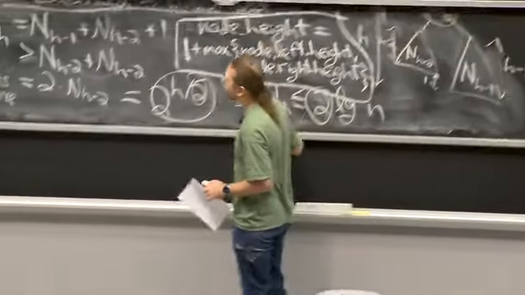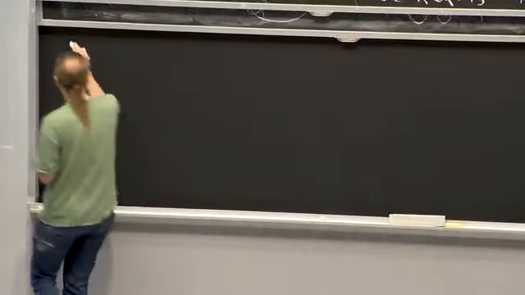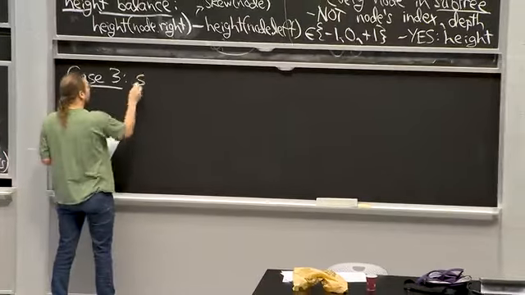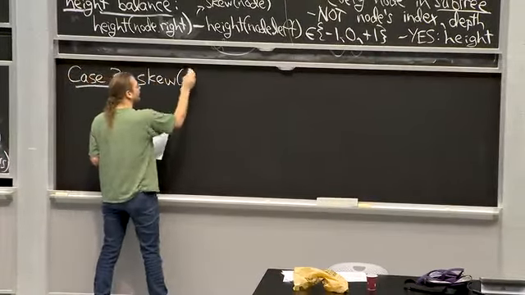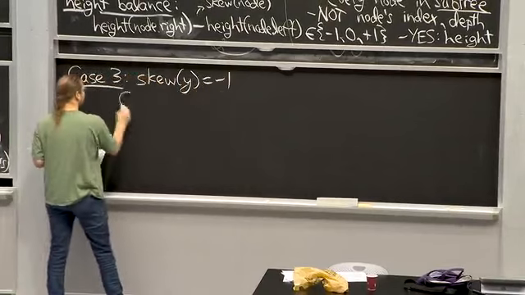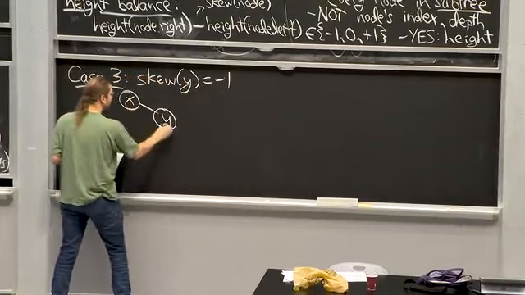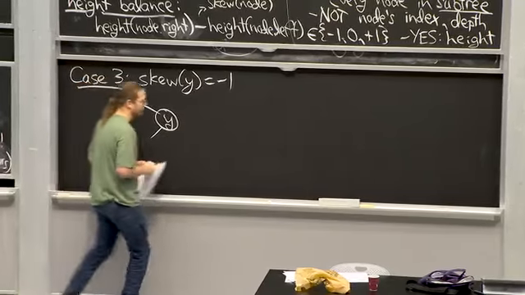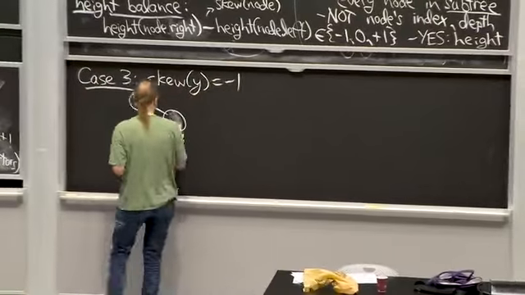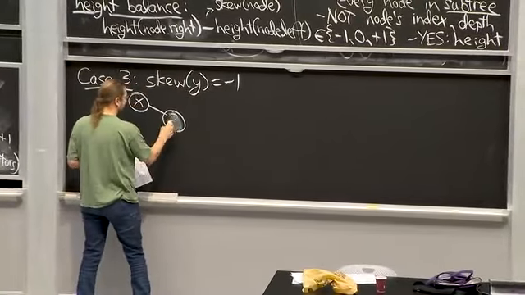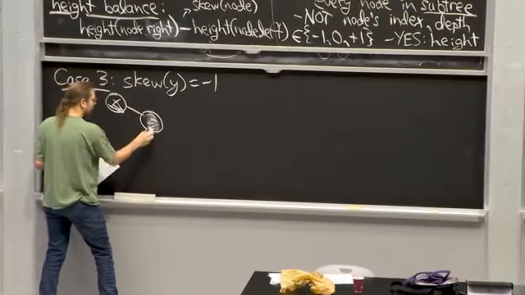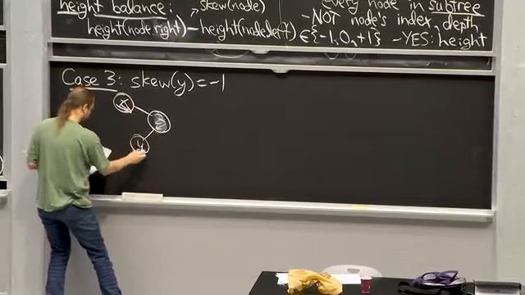Unfortunately, there is a hard case, case 3, but there's only one. And it's not that much harder. So it's when skew of y is minus 1. In this case, we need to look at the left child of y. And to be alphabetical, I'm going to rename this to z. Sorry. So this one, again, is double right arrow. This one is now left arrow. And this is the letter y.